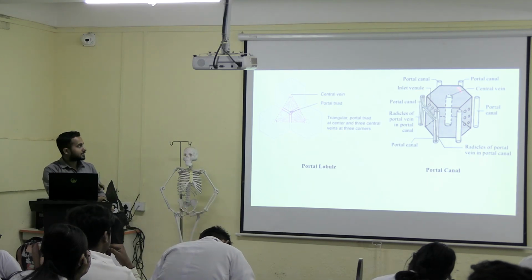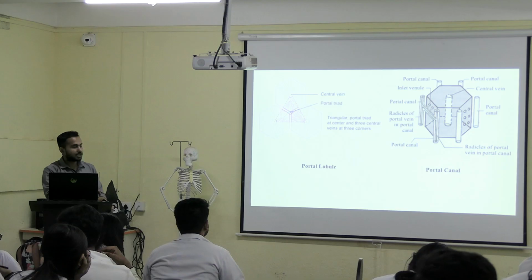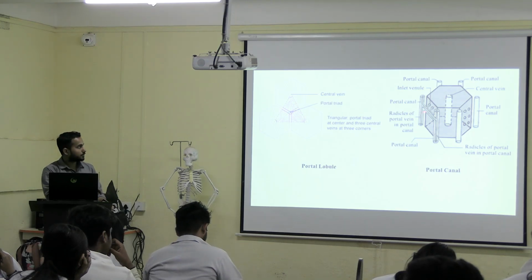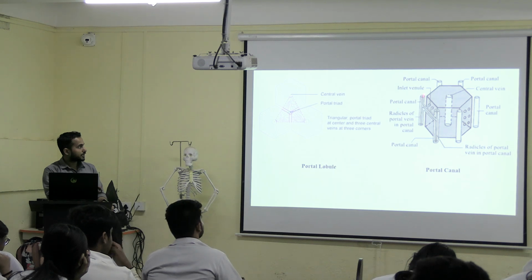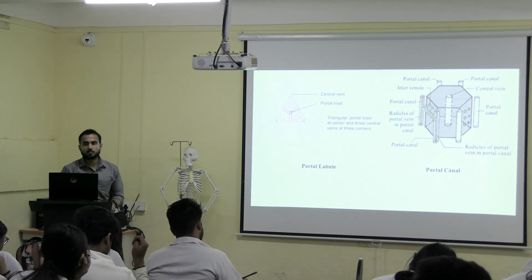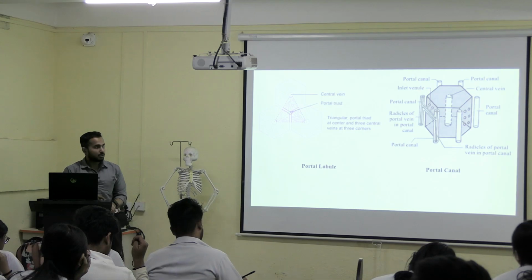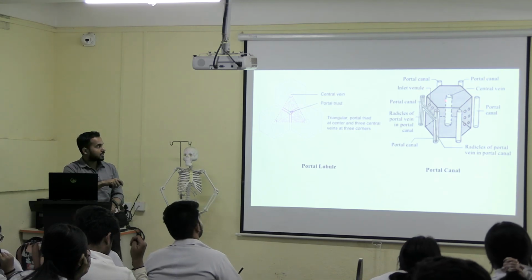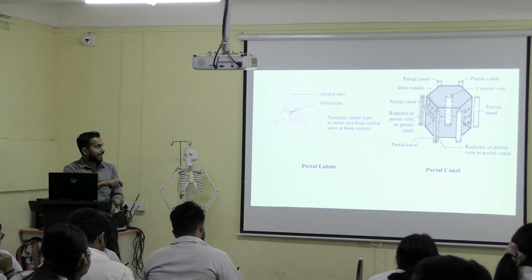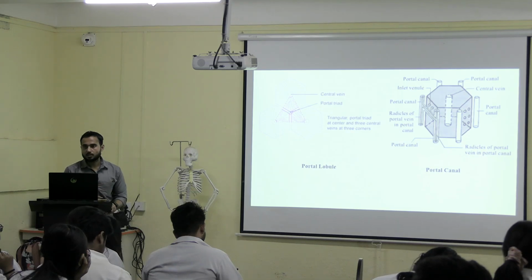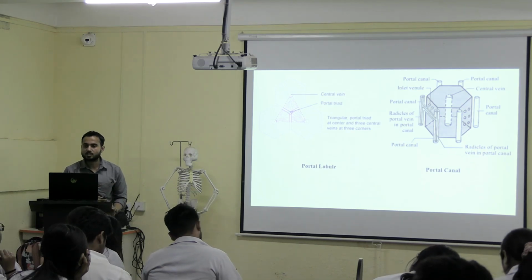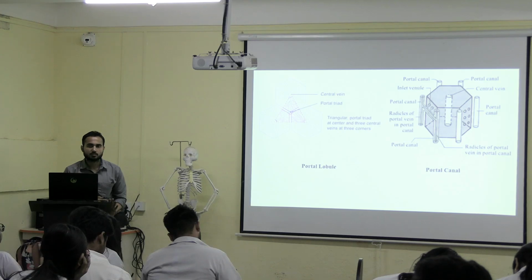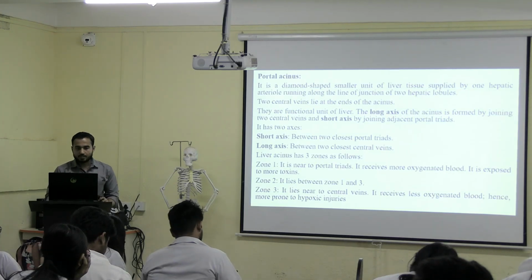Next, this is a 3D diagram of the portal canal. See, this is the central vein and this is the portal canal through which the structures of the portal triad are passing. You can see this is hexagonal shaped. At each and every angle you are getting one portal canal through which the structures of the portal triad are passing. Now the last one is the portal acinus.